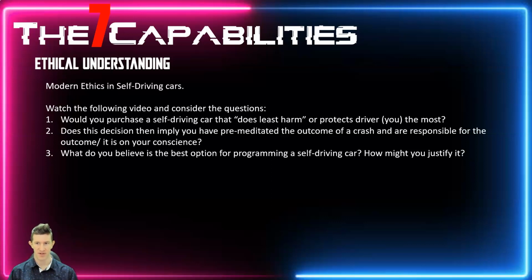If you buy the car that protects you, and then it runs down a small child to prevent you from running off a bridge, for example, are you now liable or guilty of running down that child because you've made the decision to purchase that car? Does that weigh on your conscience? And lastly, what do you think is the best option for programming a self-driving car? How might you justify it? Do you go with what they talk about of the least harm, protecting you the most, or can you think of another way that you might balance this? Again, make a note of this because this will be useful later on when we demonstrate ethical understanding in a later assignment.